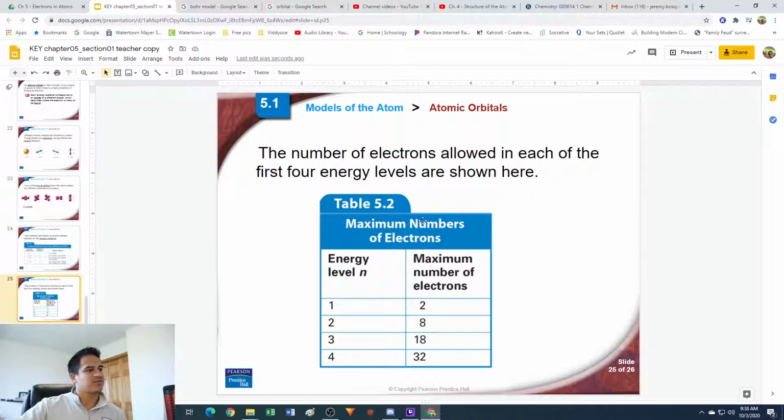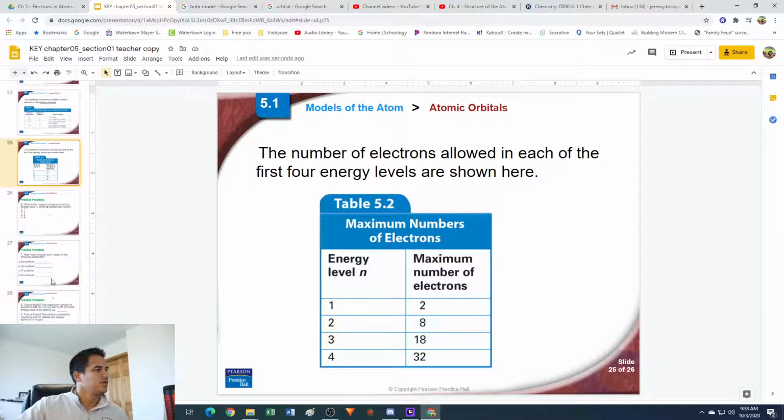This chart here has the maximum number of electrons that each sublevel can hold. We'll talk more about this in the next section. We're going to learn about some rules of orbitals and how many electrons they can hold. So for this, don't worry too much about this other than just know it's here. And if you need to find it, you can find it. So, okay. That is it for this section.